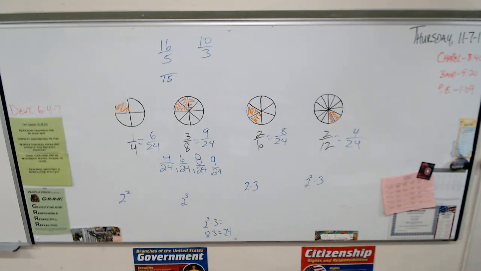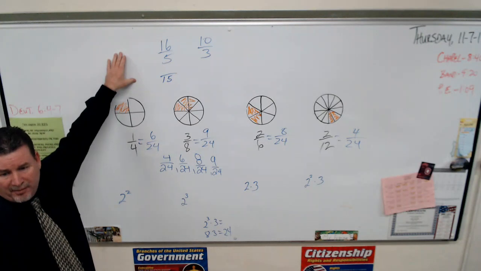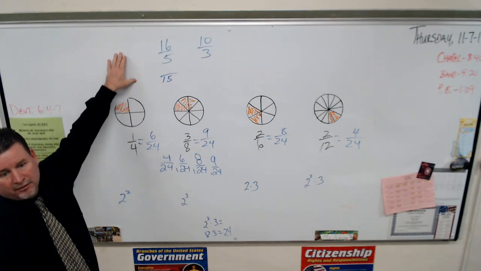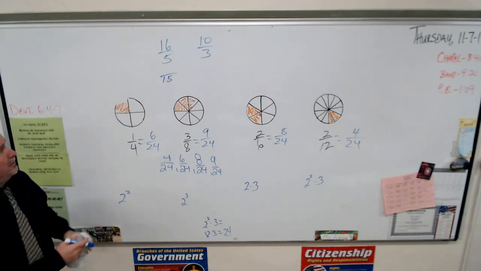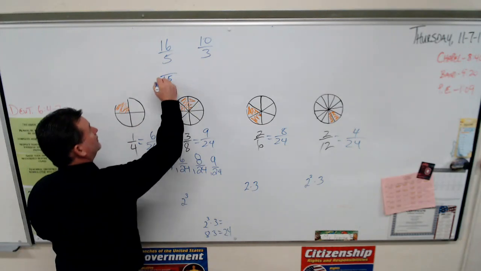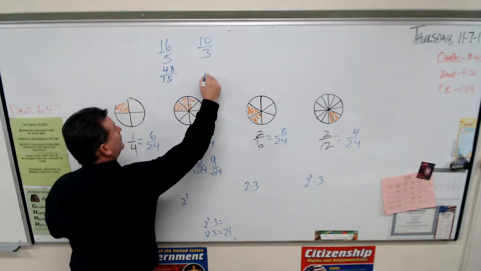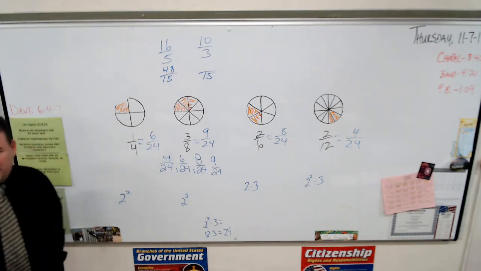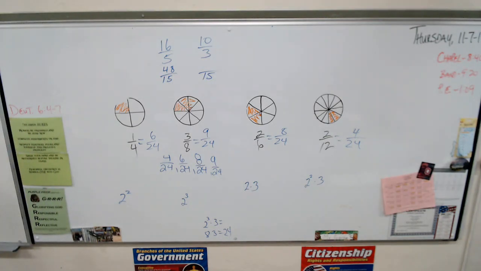What'd you get? 16/5 is the same as 48 over 15. 10/3 is the same as 15... 50. What did you multiply 3 by to get to 15?